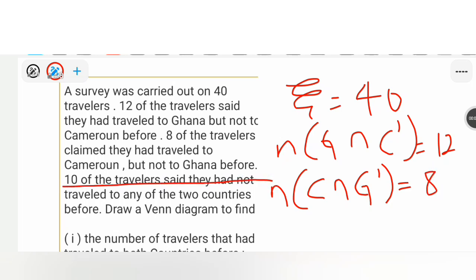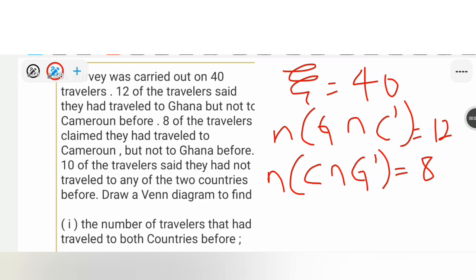10 of the travelers said they had not traveled to any of the 2 countries before. That means 10 people are not involved at all. Which means that what will be outside of your Venn diagram, which is always (G union C) prime, that part is just going to be 10. That will be outside the diagram.